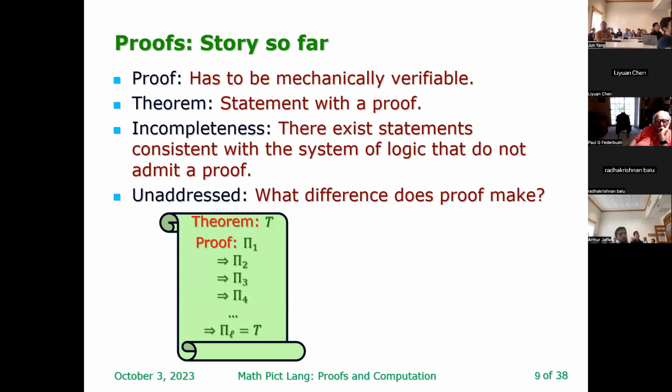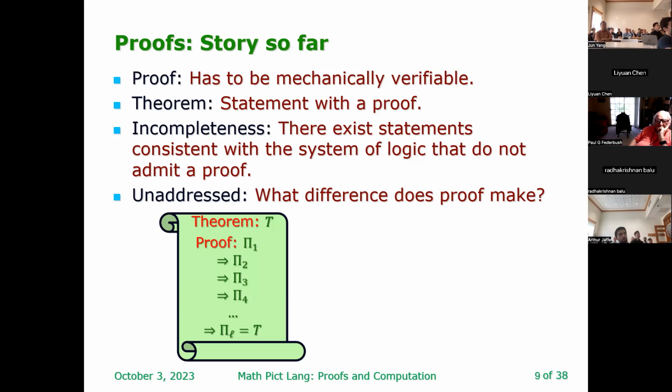Okay. So you would write some statement pi1, then pi2, and then pi3, each one of which is clearly logically following from whatever you've established so far. At the end, you should come up with a statement which says T. Of course, this is mechanically verifiable. There's no doubt about this.